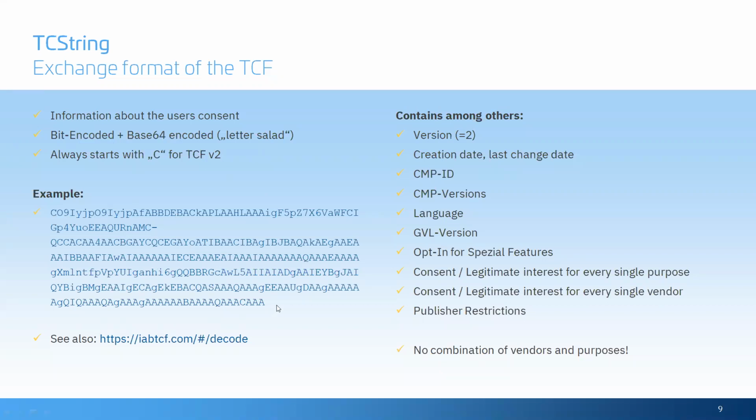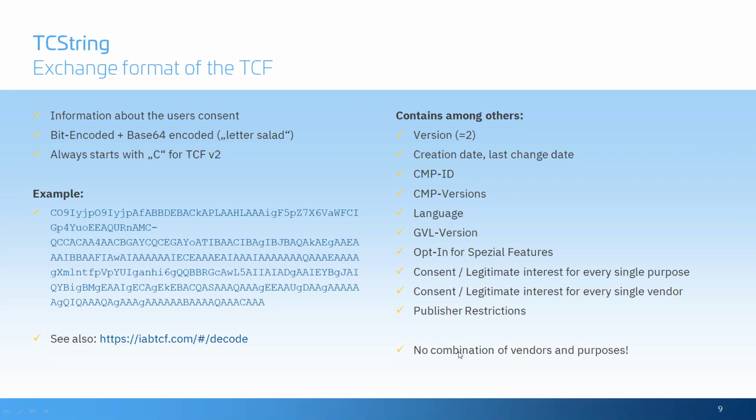There's also pages where you can basically take this data and put it in, and they decode it and show you what's happening there. In basic, it contains all the information that's necessary for the vendors to understand what the choice of the user is. So some versions, the dates when it was created and changed, which CMP did it, which language was used, some more versions, which special features were opted in, which purposes were consented to or legitimate interest was established. Same for vendors and, for example, publisher restrictions and a bit more other stuff that's not named here.